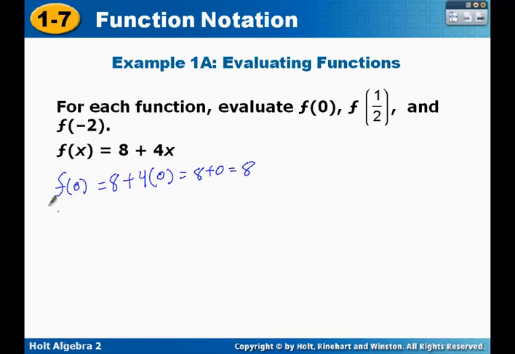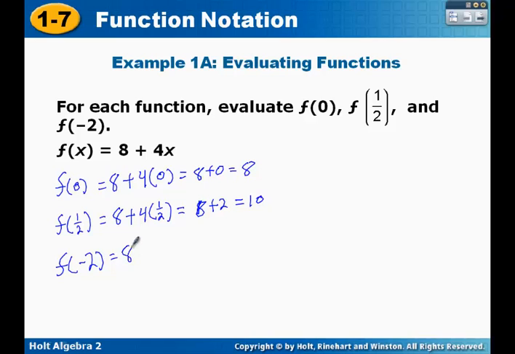And so we'll talk about that here in a second. So f of 1/2 is no different. I just take the same formula that I just had, times 1/2, and I see what my result is. Half of 4 is 2, so 8 plus 2 gives me 10. And lastly, f of -2 is equal to 8 plus 4 times -2, which is equal to 8 plus -8, which is a value of 0.